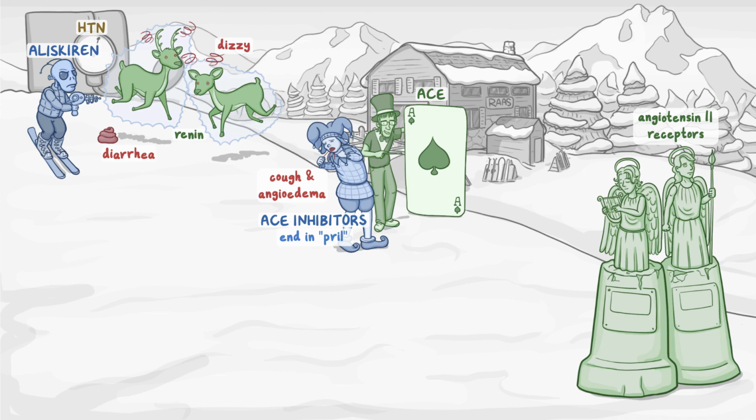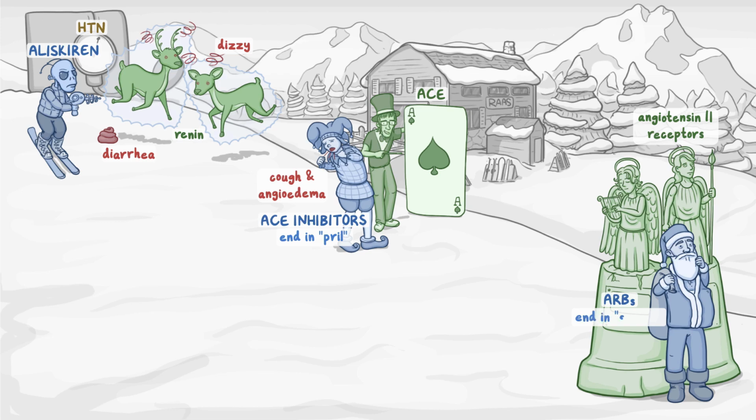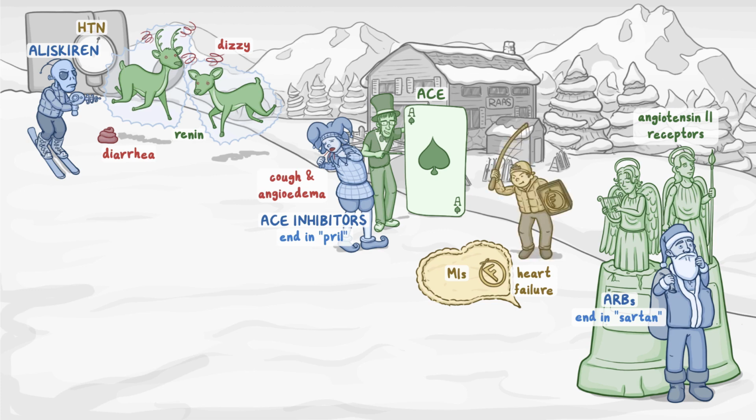At the foot of the hill by the angel statues, we have a man dressed as Santa, and he represents the ARBs that end in sartan. Now, remember that ACE inhibitors and ARBs can be used to treat MIs and heart failure in addition to hypertension. So let's have a big heart drawn in the snow between the magician and the statues. A mischievous kid is vandalizing it by giving it a big F for failure, and he's hitting it with a stick for heart attack.